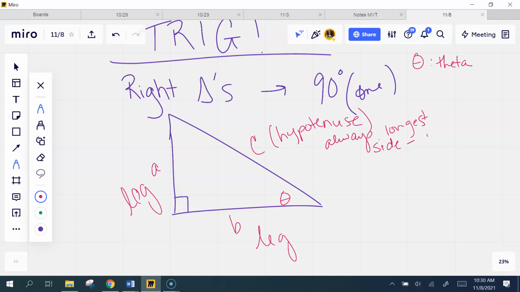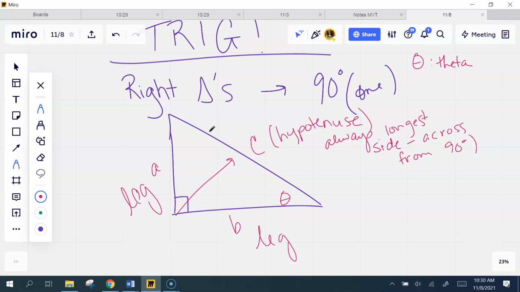And it always sits across from the 90 degree angle. So wherever the 90 degree angle is, look across, that's the hypotenuse. It's also always the longest, because 90 degrees is the biggest angle. Do y'all remember the hinge theorem in geometry? Depending on how wide your angle is, if I had a string stretched between my two fingers, the wider I made the angle, the longer that side has to be to connect them. Since that's the largest angle in the triangle, across from it is the longest side. Does that make sense? Everybody okay so far?